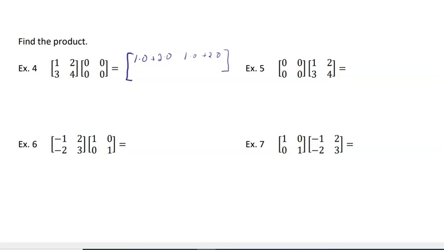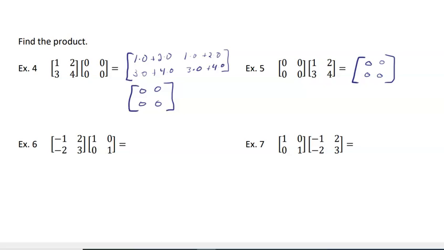So that's the second, first row, second column. We get 3 times 0 plus 4 times 0, 3 times 0 plus 4 times 0. Every single number here gets multiplied by 0. And so the matrix we get out is 0, 0, 0, 0. Now, is that going to matter if the zero matrix comes first or second? And the answer is no. We get all zeros again.